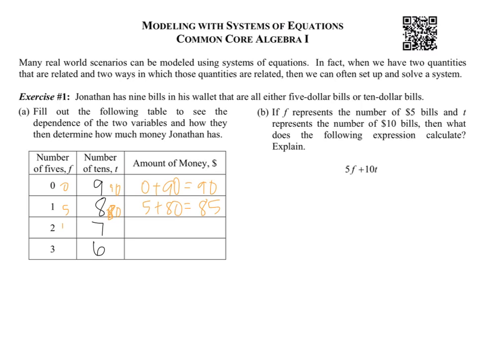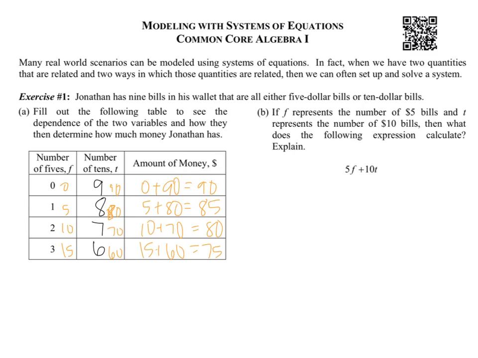If there are 2 5s, that's $10. If there are 7 10s, that's $70. 10 plus 70 is 80. And 3 5s is 15. 6 10s is 60. 15 plus 60 is $75.